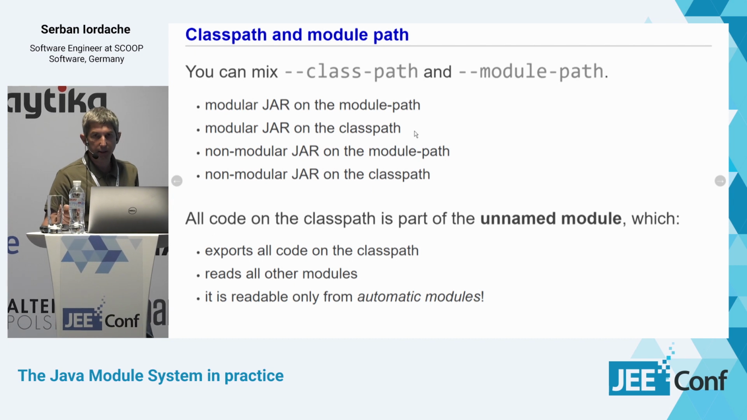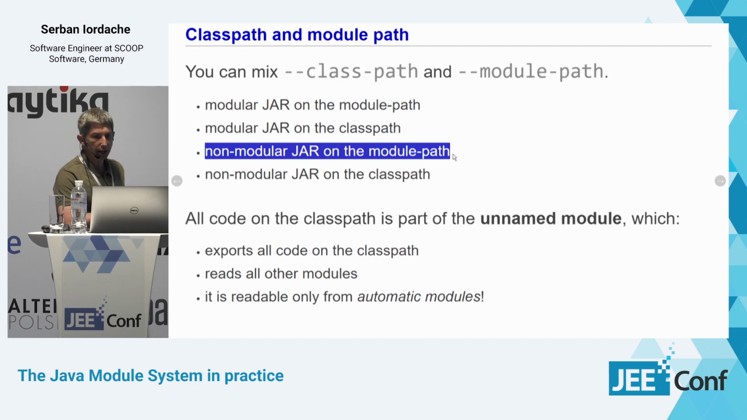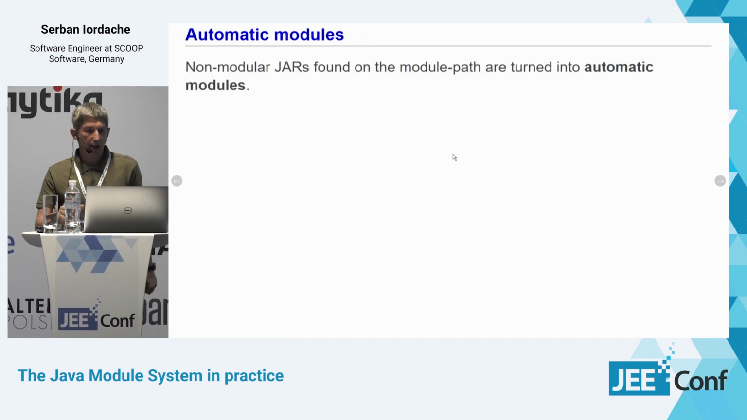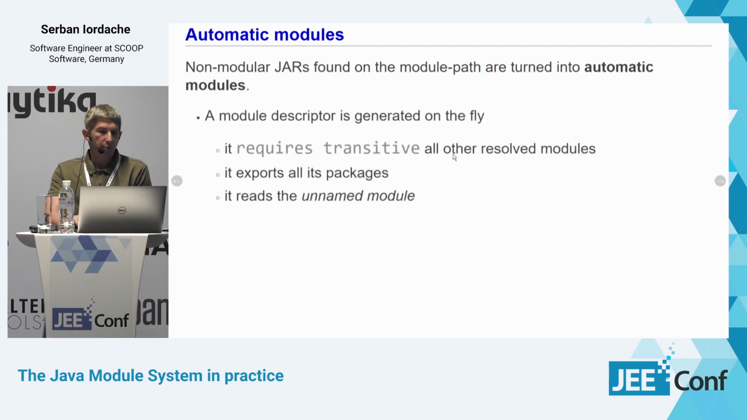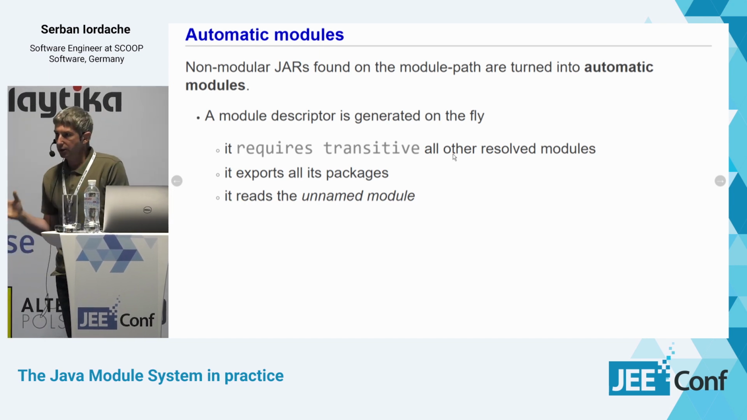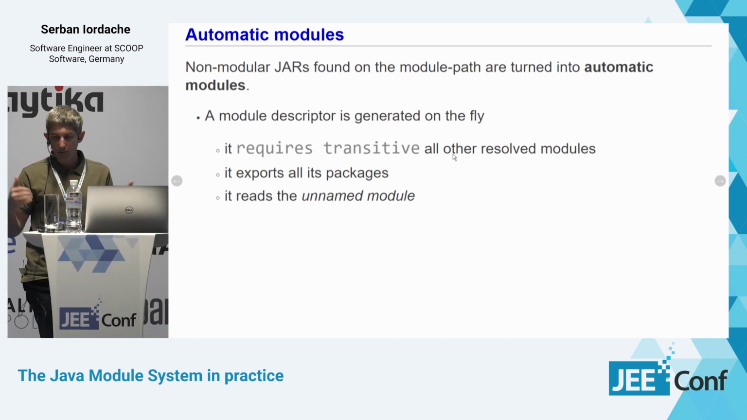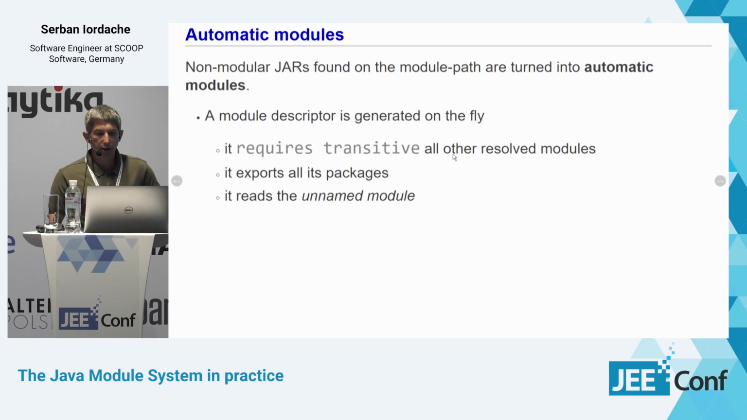Now, what are these automatic modules? They have to do with this combination, having a non-modular artifact on the module path. And when you have a non-modular artifact on the module path, it is automatically turned into an automatic module, for which a module descriptor is generated on the fly, and this module descriptor requires transitive all other resolved modules. It exports all its packages, and it reads the unnamed module. So automatic modules are some kind of bridge between the modular and non-modular world, because automatic modules are the only modules capable of reading code from the class path.